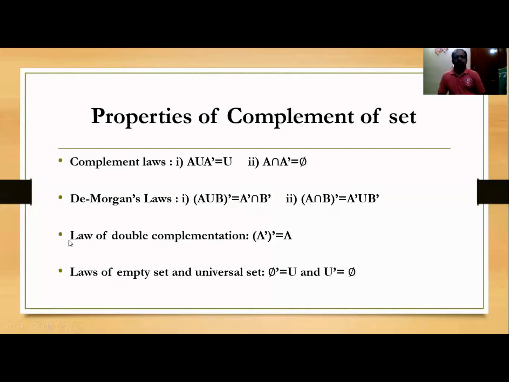After that, what do we have? We have the law of double complementation, that is, the complement of a complement. The complement of the complement of set A vanishes both complements, and you are left with only the set A. How can we verify this?